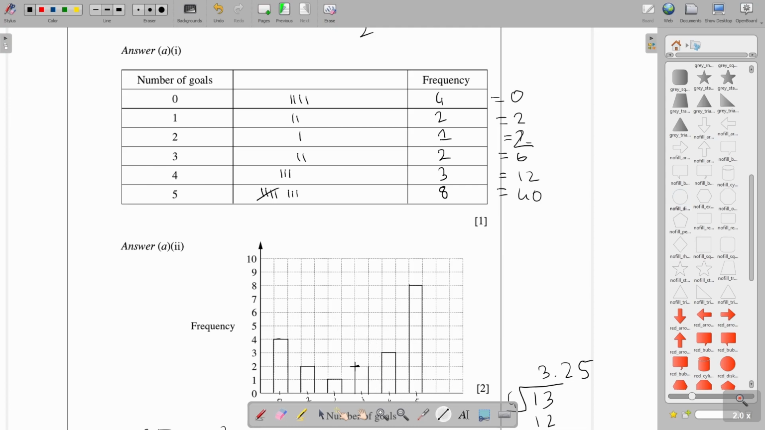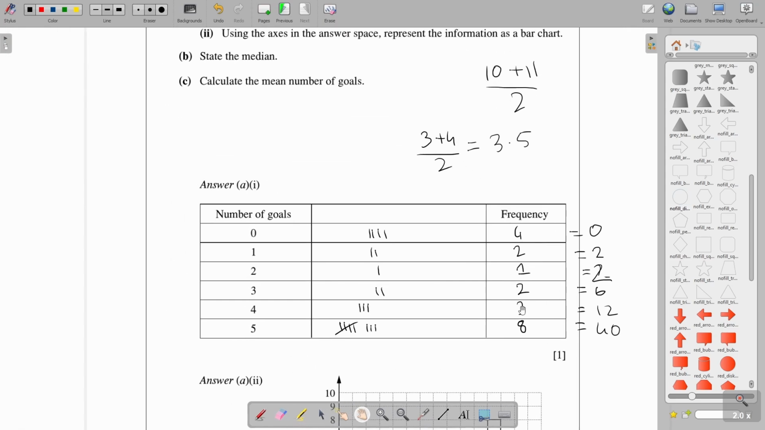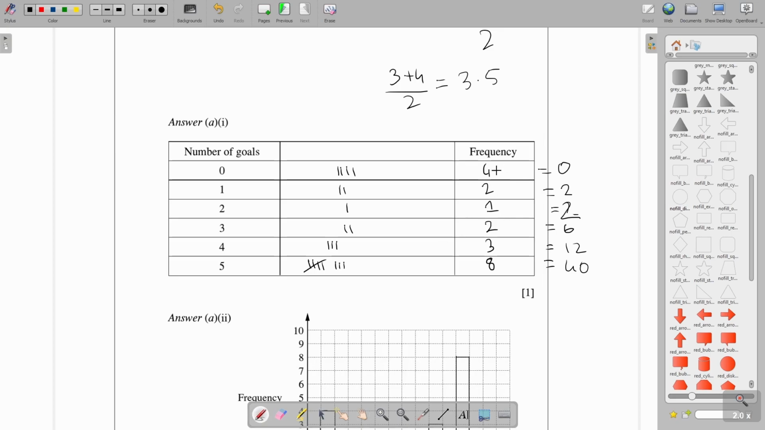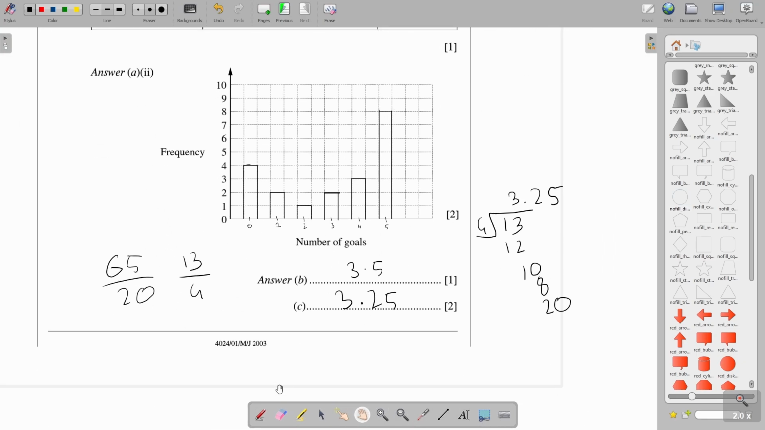Let me fix that. So this is 2, and that's going to change what our median is as well. The median is still the 10th and 11th value, but the 10th value will now be 4: 5, 6, 7, 8, 9. So the 10th and 11th values will both be 4, so it would be 4 plus 4 divided by 2, which is still 4. 8 divided by 2 is 4.